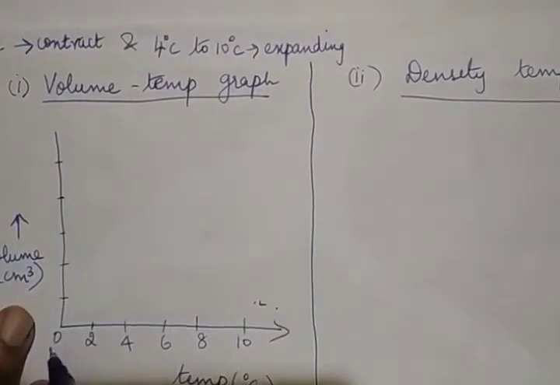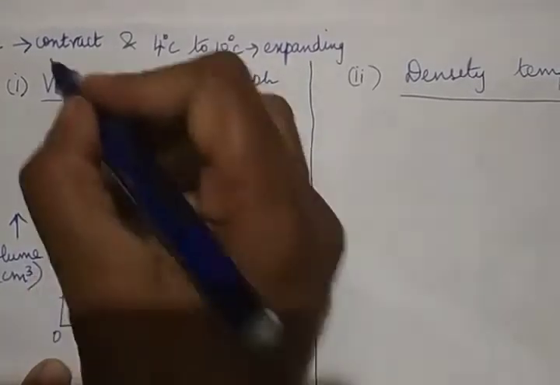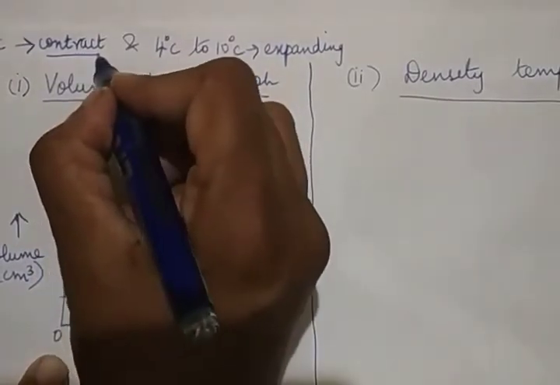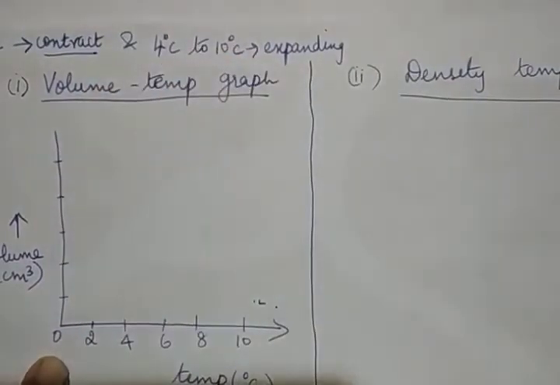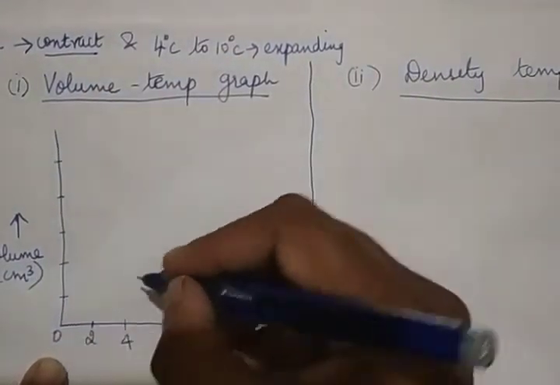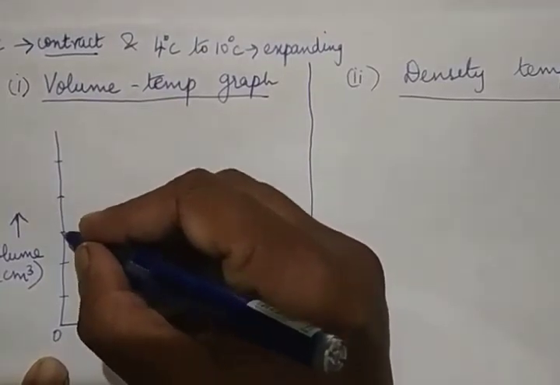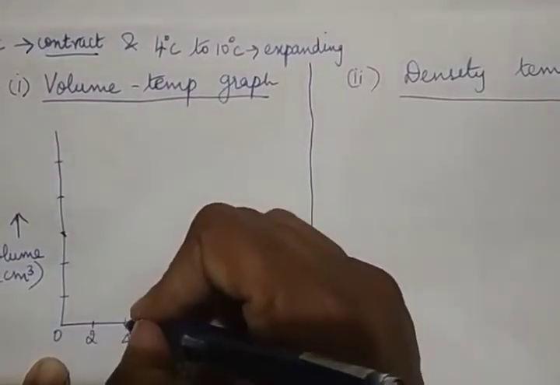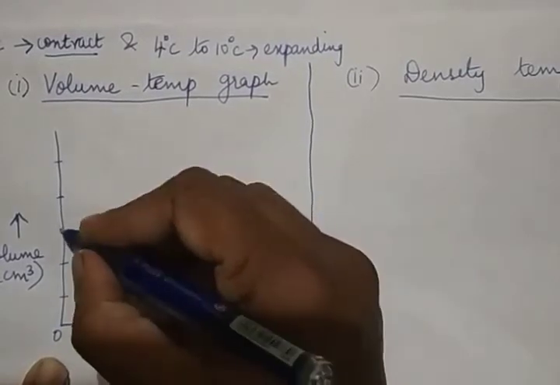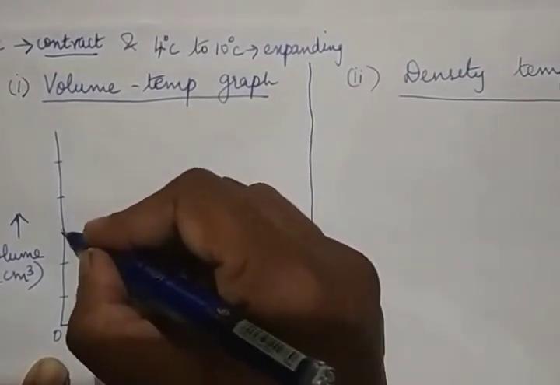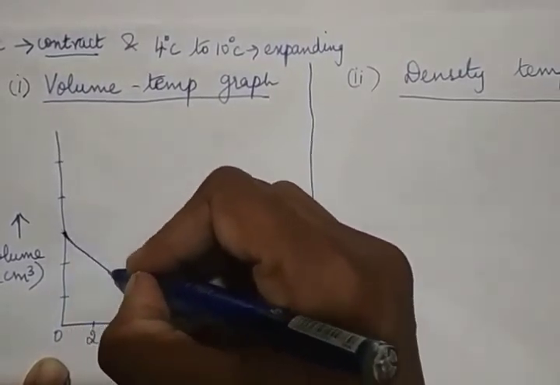Now what happens when you heat from 0 to 4? It contracts. Contracts means volume is decreasing. So what happens to your graph is, it was at some volume here. Till 4 it will contract. So your graph will go down like this.